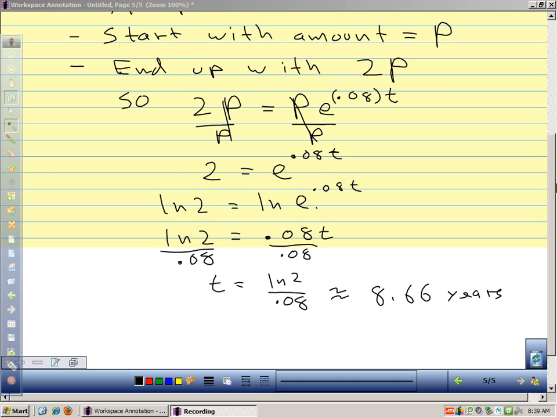And the thing that's interesting about this, it doesn't matter how much money we start with, because our principal cancels out. So no matter how much money we start with, if we compound continuously at 8%, we'll double our investment in 8.66 years. I think that's kind of interesting. And these are the kinds of applications that we're going to work more with tomorrow and on Friday. Any questions?